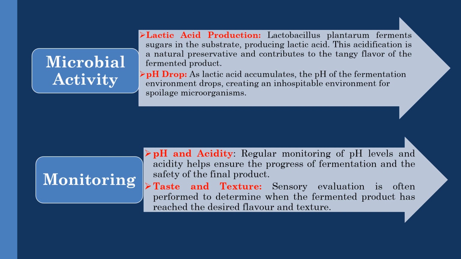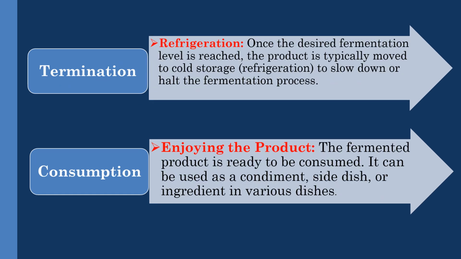pH drop: as lactic acid accumulates, the pH of the fermentation environment drops, creating an inhospitable environment for spoilage microorganisms. Monitoring, pH and acidity: regular monitoring of pH levels and acidity helps to ensure the process of fermentation and the safety of the final product. Taste and texture: sensory evaluation is often performed to determine when the fermented food has reached the desirable flavors and texture.